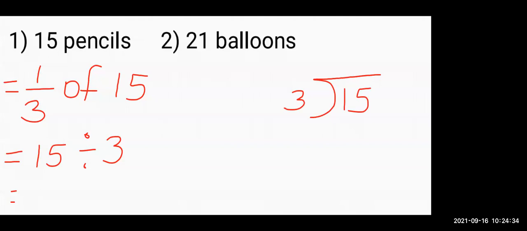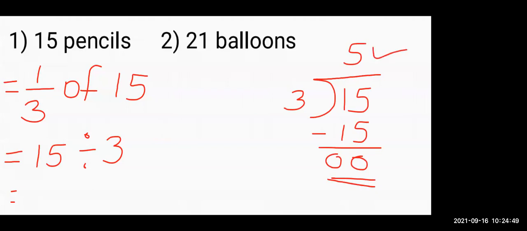Yes, in 3 table, very good. 15 is coming 5 times. That means 3 5s are 15, minus, 0 0. So what is the 1/3 of 15? This is the 1/3 of 15. That means 5. So what is 5? 5 is what? Our pencil. So 5 pencils you will write. So 15 pencil ka 1/3 is 5 pencil.